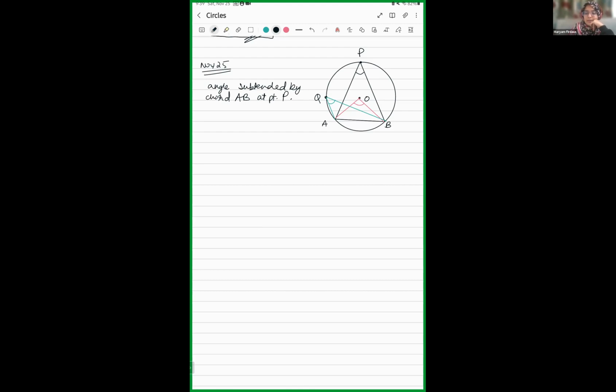Angle subtended by the chord AB, this chord AB, at the point P. PT means it is short for point. Which angle is it? Can you name that angle, Riaz?